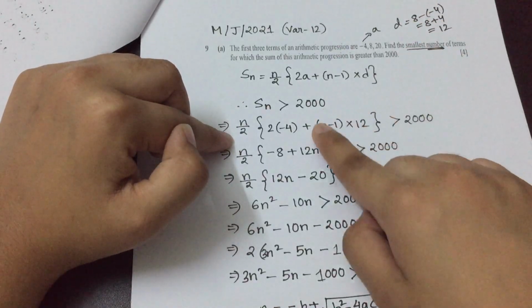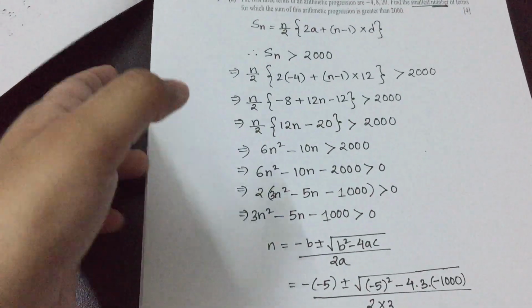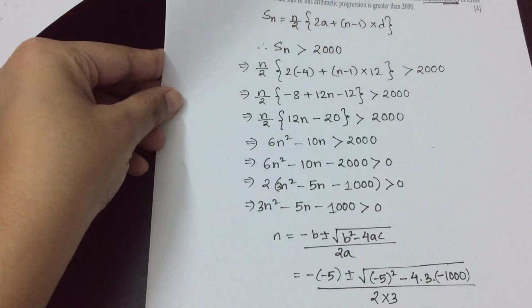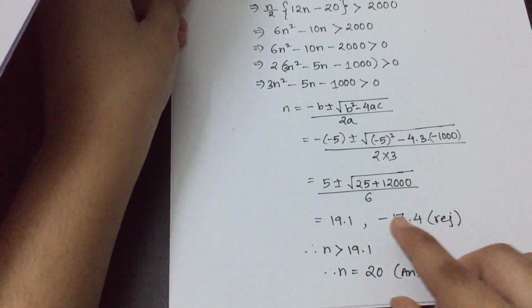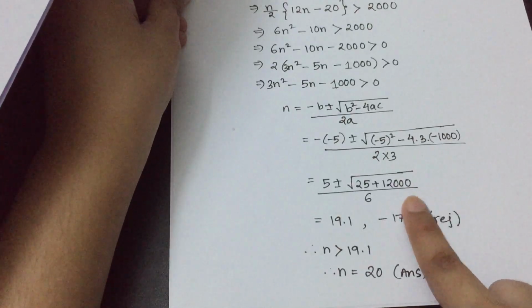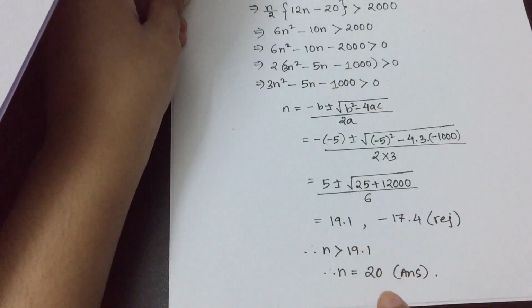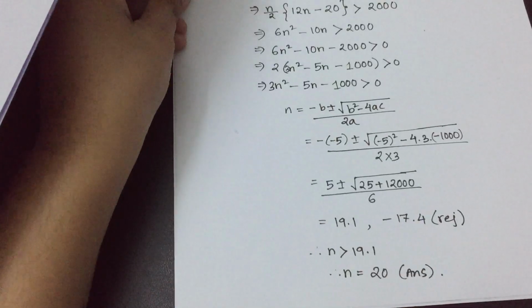So you easily place the values of a and d here, and then you solve for n. So n will give you 2 values, one positive and one negative, and obviously n cannot be negative, so you reject this. So your n value is 19.1, and since it's greater, you take the immediate next bigger value, which is 20.